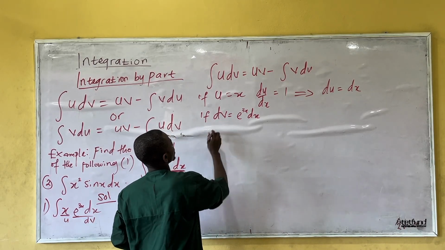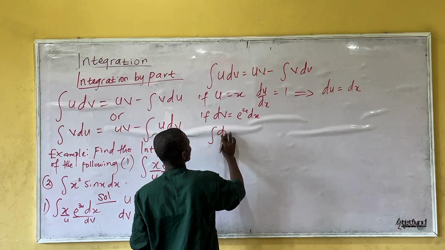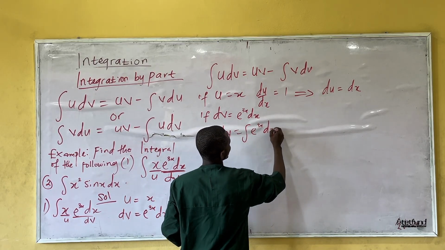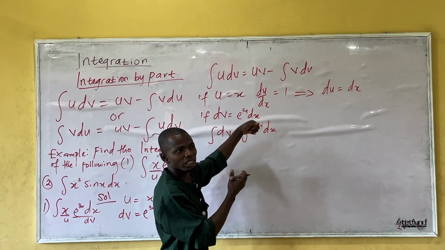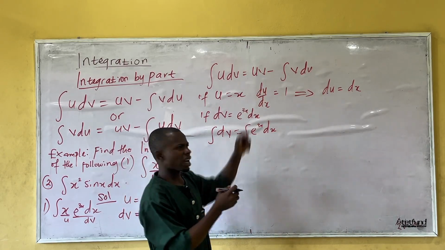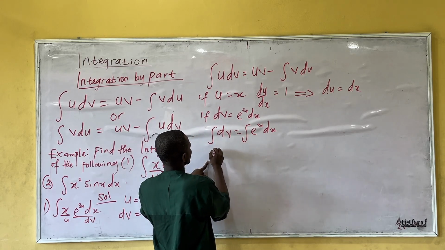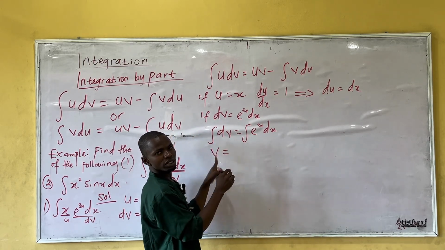Okay, let me show the working. Integral of dv, so that it can be clear, equals the integral of exponential of 3x dx. Please, I've not gotten my answer yet. I'm generating the parameter to get my answer. For me to know my v, I have to integrate dv. It will now give me the integral of dv is v.